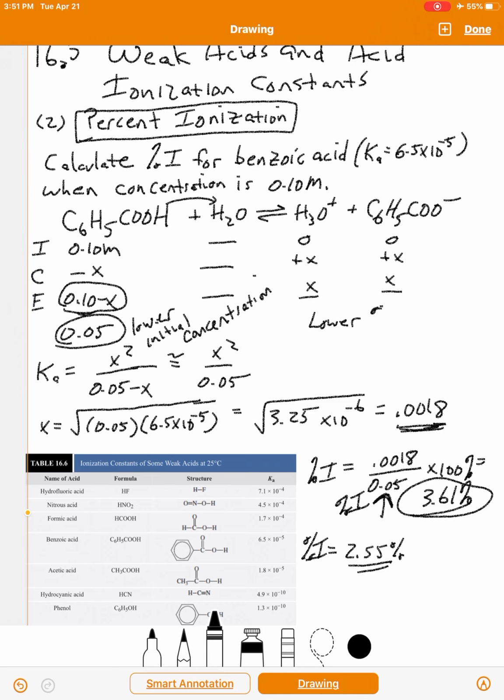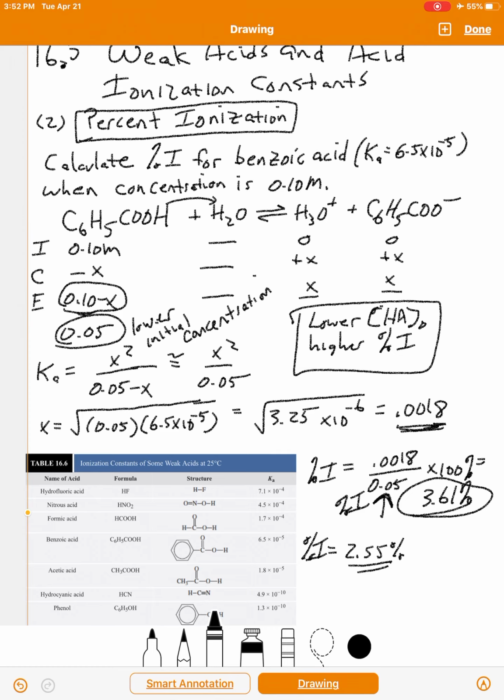Sorry, the lower the initial concentration of the acid, the higher the percent ionization. Okay? So if you made the initial concentration really, really small, a large amount of it would ionize. And so higher initial concentrations result in lower percent ionizations.